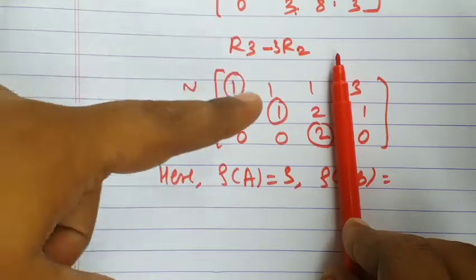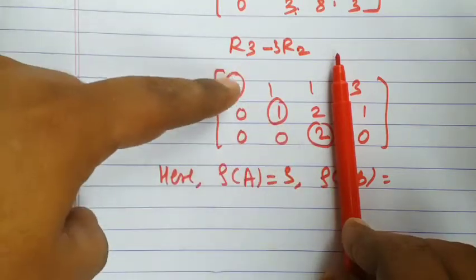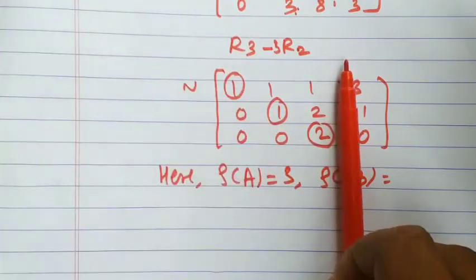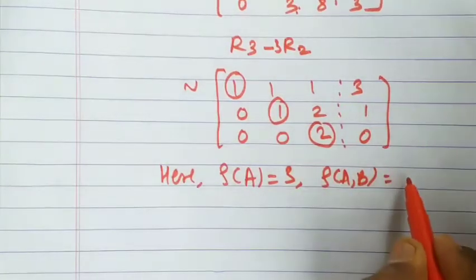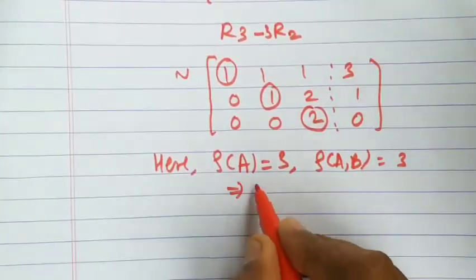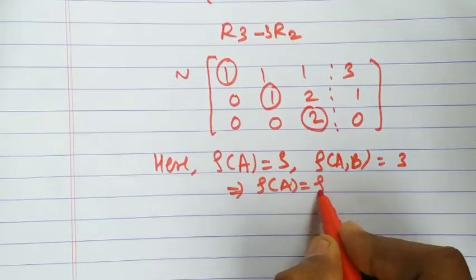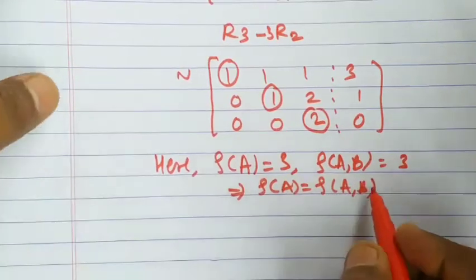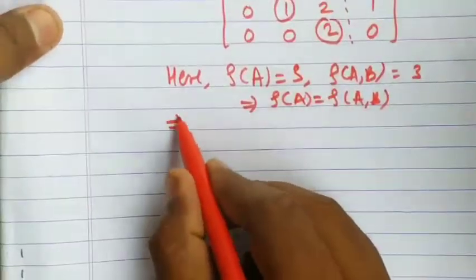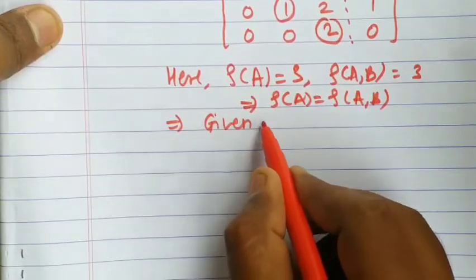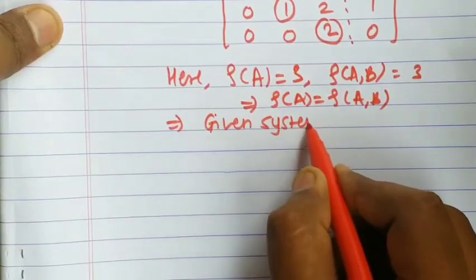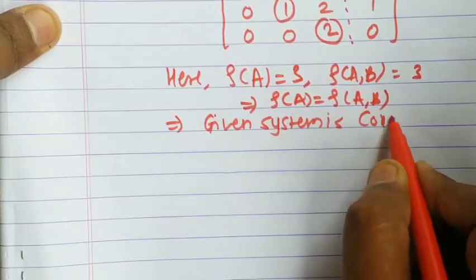And if you see that this matrix is also in echelon form, the number of non-zero rows is also 3 for this matrix. Hence the rank of A comma B is also 3. This implies rank of A equal to rank of A comma B, right? So this implies the given system is consistent.